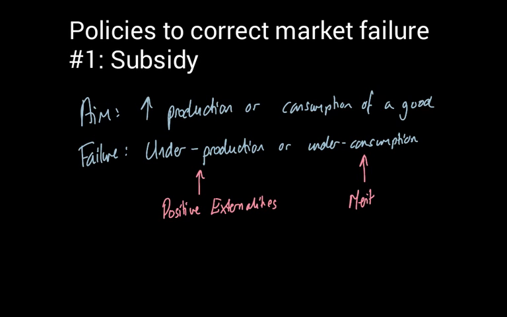So that's the first thing we need to bear in mind, that a subsidy would be applied if the market failure is due to either positive externalities or if there are merit effects as a result of consumption. So let's have a think about what would actually happen and how these things would actually work.